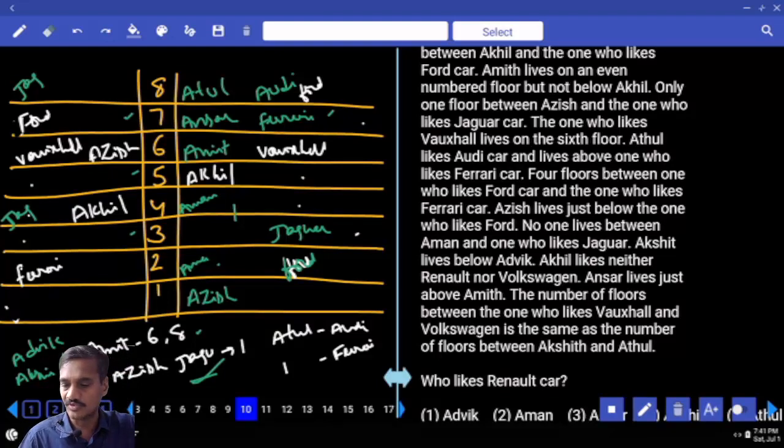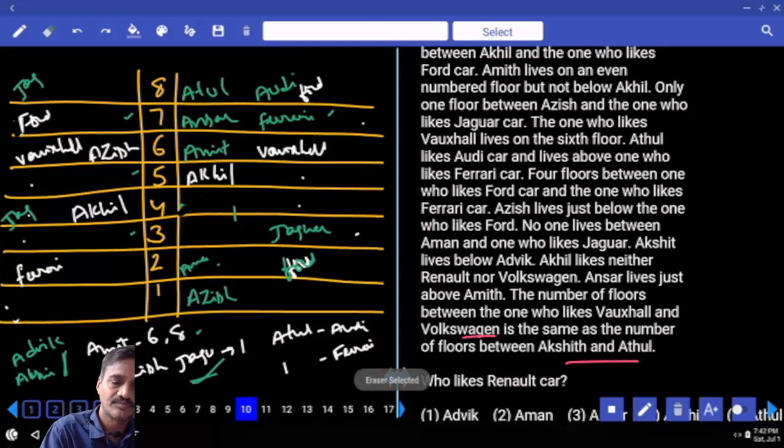Then the number of floors between Vauxhall and Volkswagen is the same as between Akshit and Atul. Now Advik is above this Akshit. Then tell me where this Advik should be. Advik is above this Akshit. Then Aman is here.